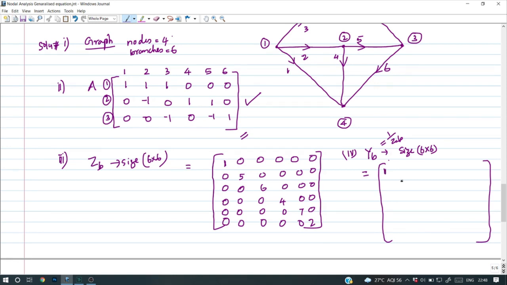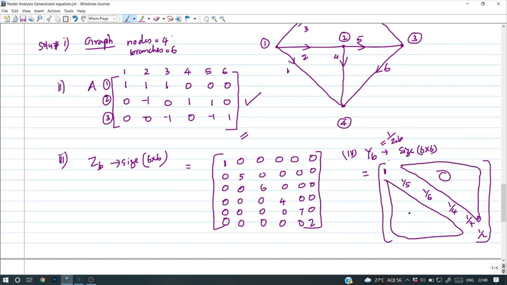So this is 1, this is 1 by 5, this is 1 by 6, this is 1 by 4, this is 1 by 7, and this is 1 by 2. All other entries are zeros. All these entries are zeros. So you need to mark in this manner. Okay, anyway, this is fully zero.